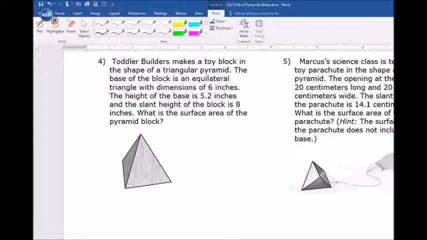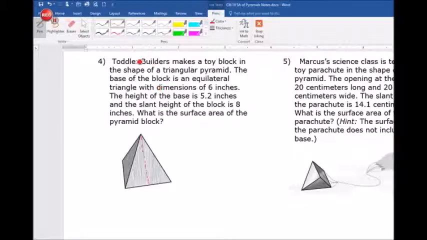All right, let's take a look at number 4. The toddler builders makes a toy block in the shape of a triangular pyramid. The base of the block is an equilateral triangle with the dimensions of 6 inches. The height of the base is 5 2/10 inches, and the slant height of the block is 8 inches. Now, what it means by the slant height is basically the height right here.